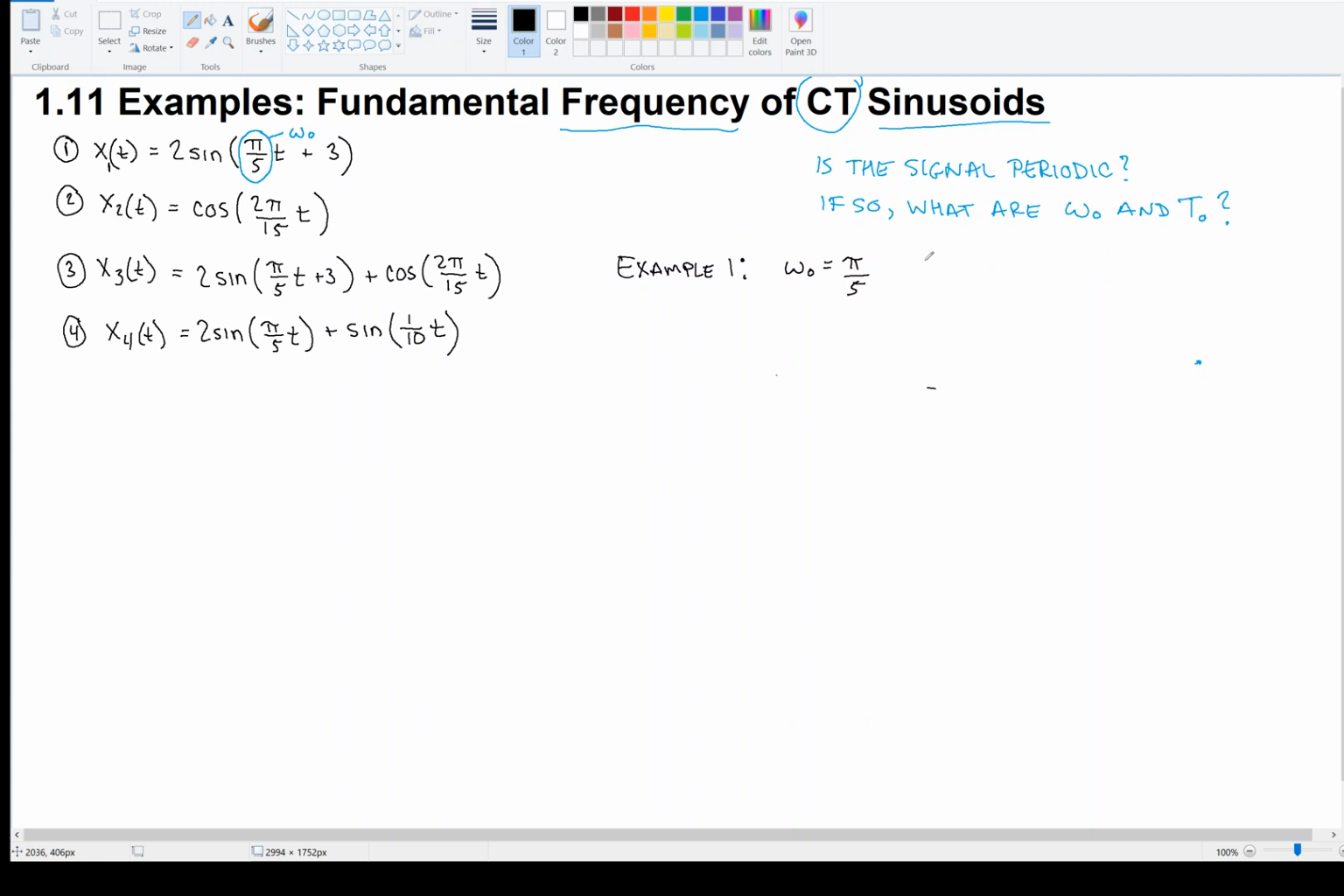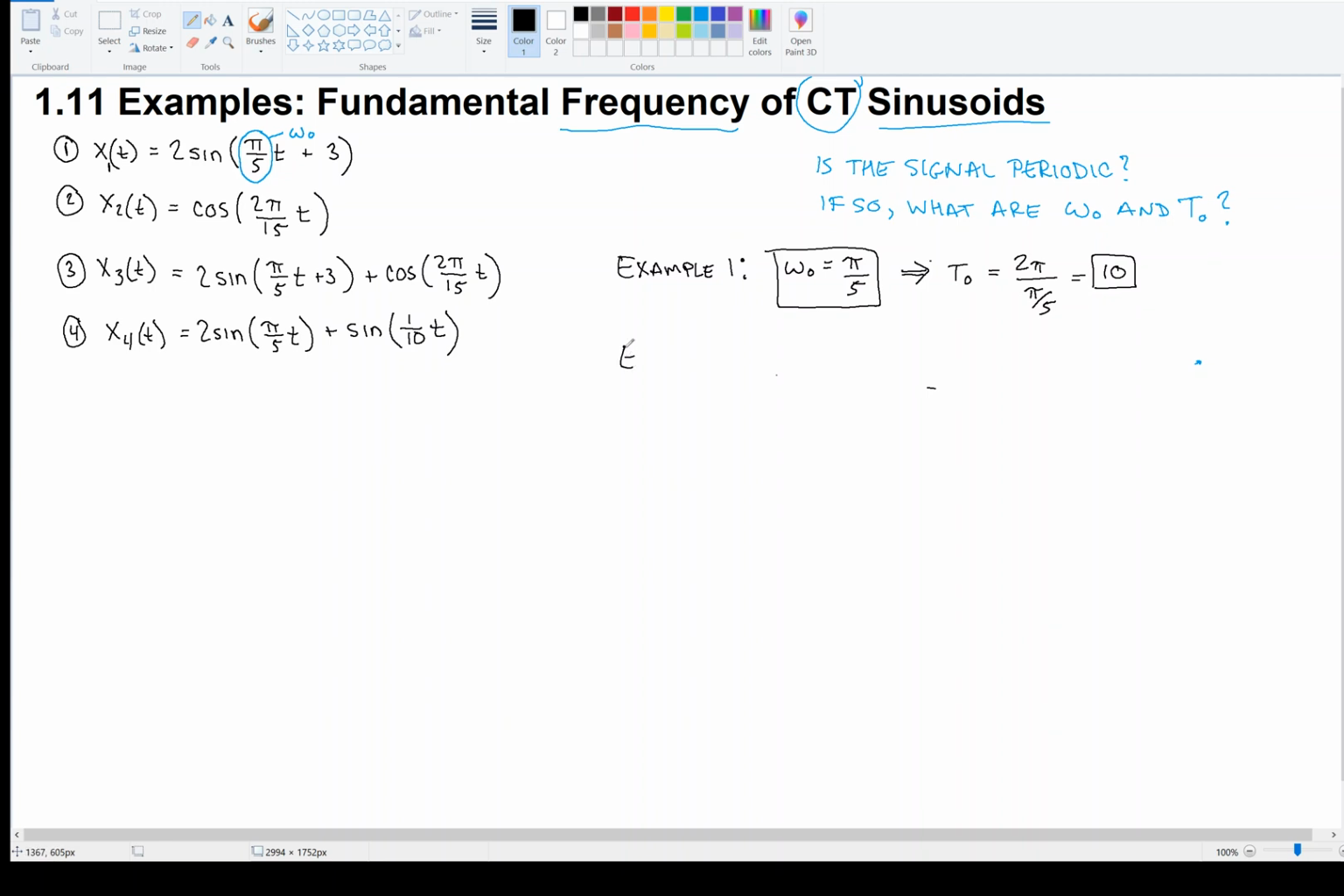So what does that mean about the period? The fundamental period is 2 pi divided by the fundamental frequency. So that's 10. And again, if we were using units, you could think of the fundamental frequency as radians per second, and the fundamental period as seconds, but we leave off units. Okay, so that was pretty simple.